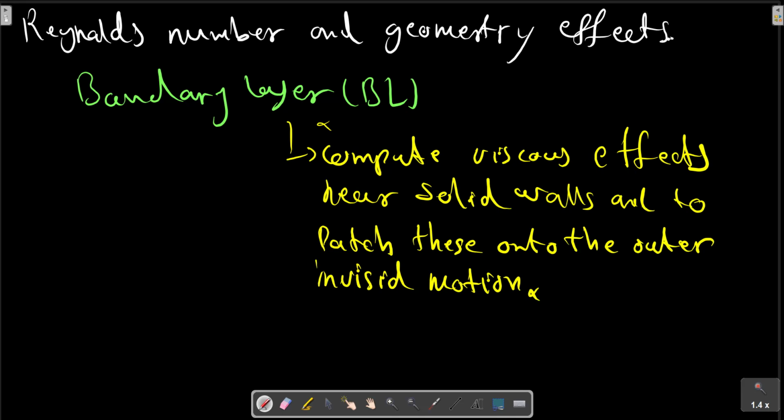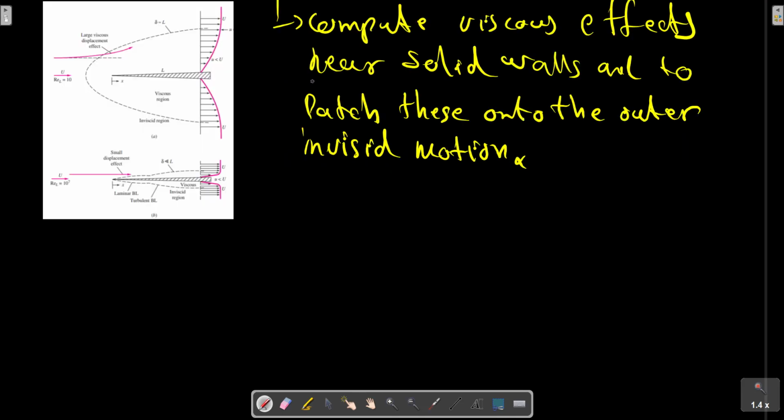This patching is more successful as the body Reynolds number becomes larger, as shown in this picture. This picture shows a uniform stream U moving parallel to a sharp flat plate of length L.